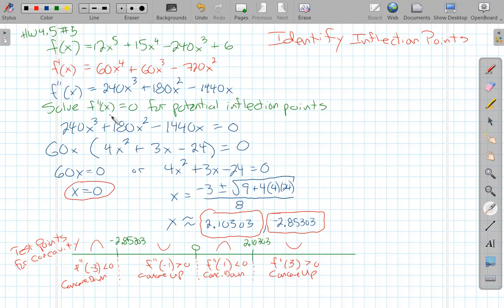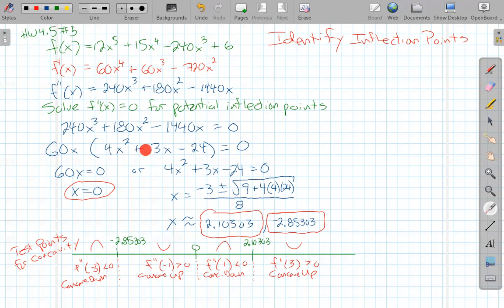To find the potential inflection points, we have to set the second derivative equal to 0, or look for any places it's undefined. Now, polynomials are defined everywhere, so all I have to do is consider when it is 0. Since there's an x in each term, and 60 goes into everything, I can factor out 60x. 60 goes into 240 four times, 60 goes into 180 three times, and 60 goes into 1440 24 times. Positive, positive, negative there.